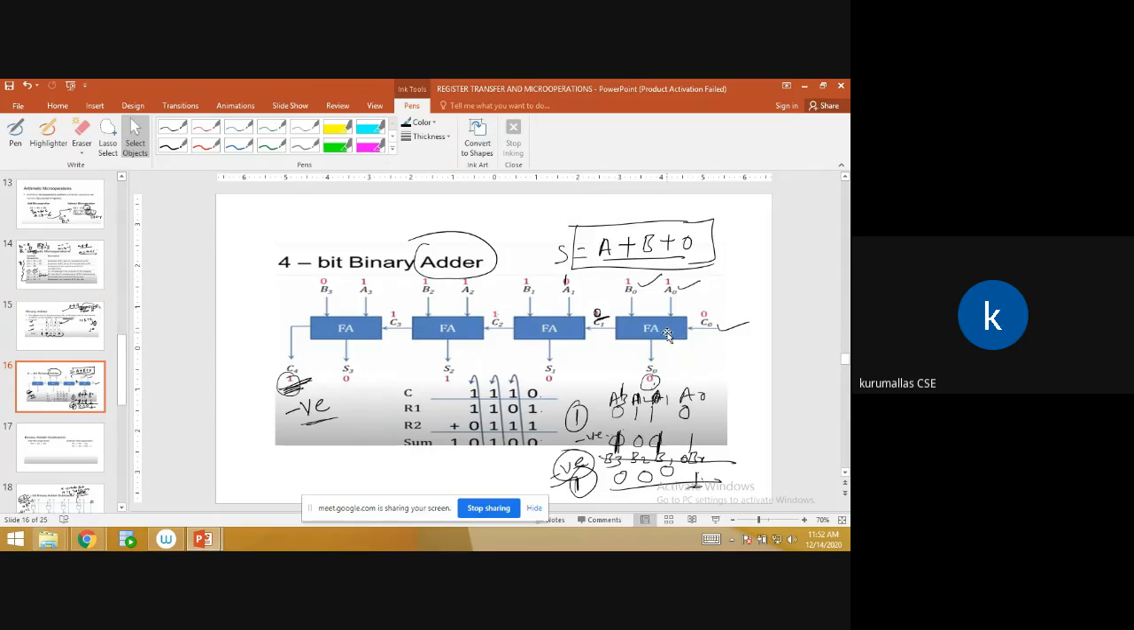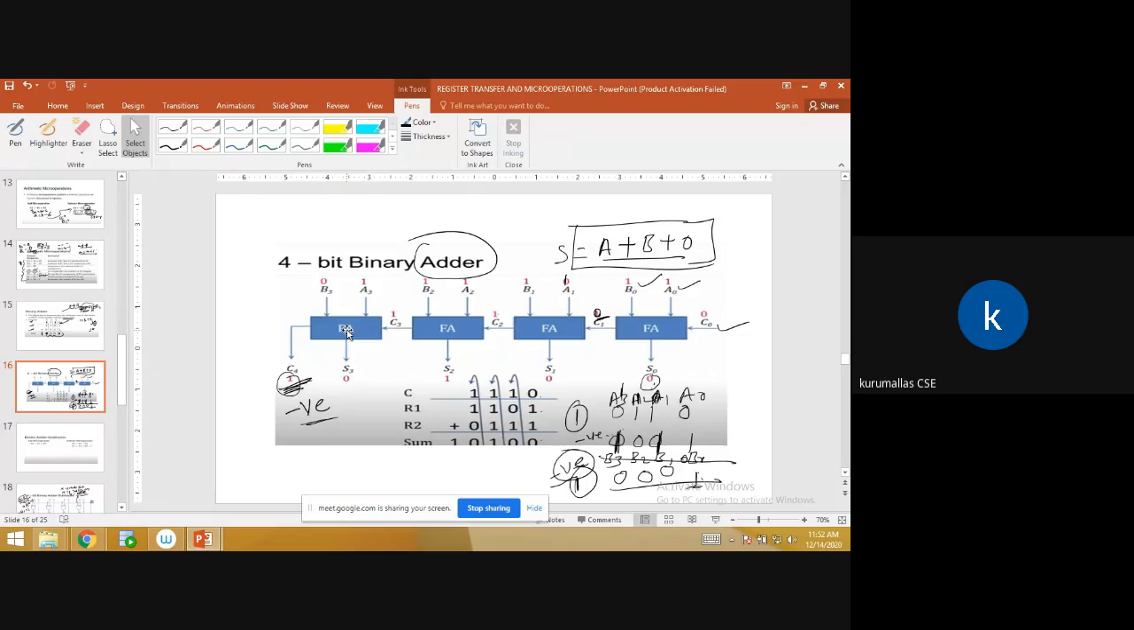So every full adder takes three inputs. One is the carry and two are the actual binary inputs. It generates one sum and a carry, and that carry acts as the input to the next adder. The carry of the first full adder acts as an input to the second adder, like that, and so on. Similarly, we can continue one by one in a cascading fashion.